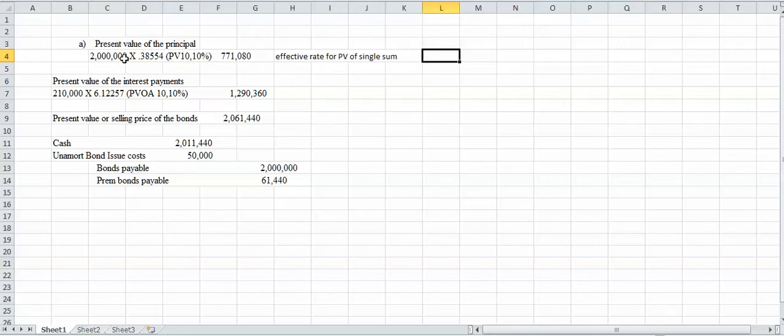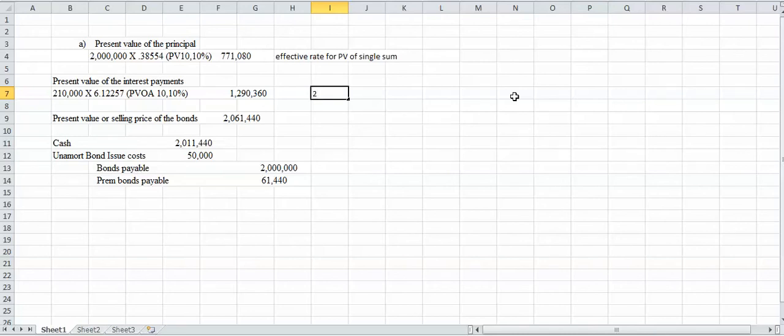If you're given something different than 10 periods, 10 interest payments at 10% effective rate, you would use whatever you're given. In this problem, they give us an effective rate of 10%. That's what we use on the present value table. That gives us 771,000. We also want to add to that the amount that we spend on the interest payments. The interest payments are going to be 210,000.